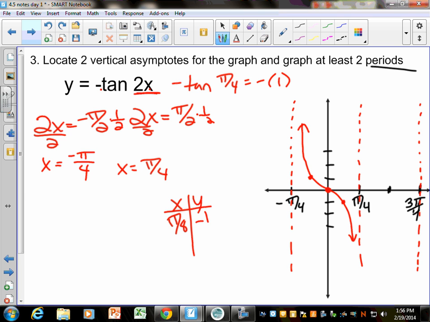But how do I know it's tangent? Because the asymptotes tell me. Cotangent's going to have an asymptote at 0 every time because we're not doing phase shifts. Cotangent's never going to go through 0. And then once you get that first one, it's just repeating the pattern here. And that's really all you have to graph, because you only have to graph 2 periods. Graph more if you want.